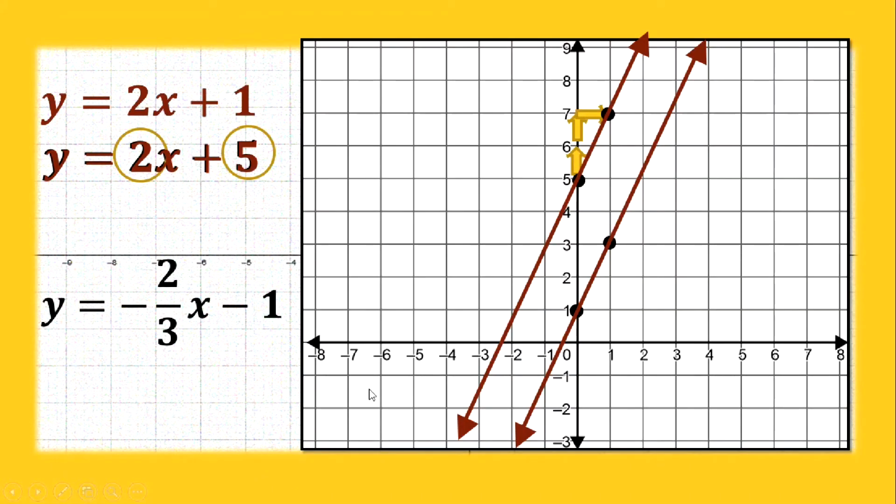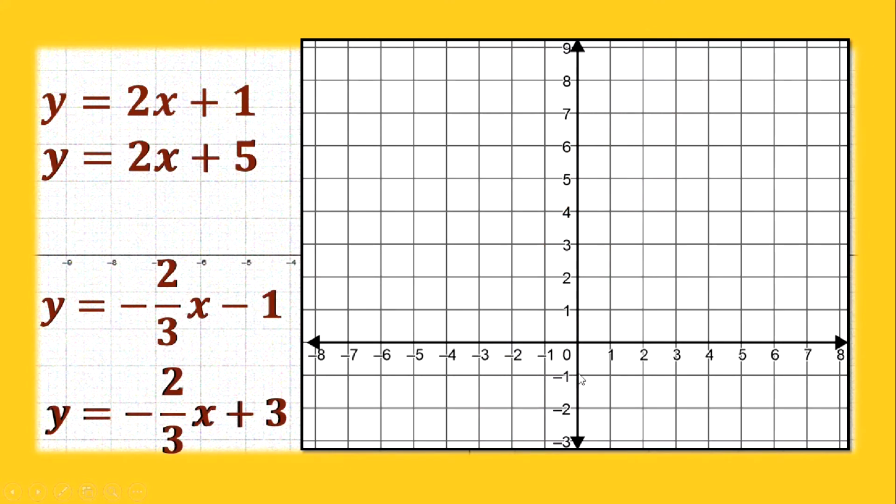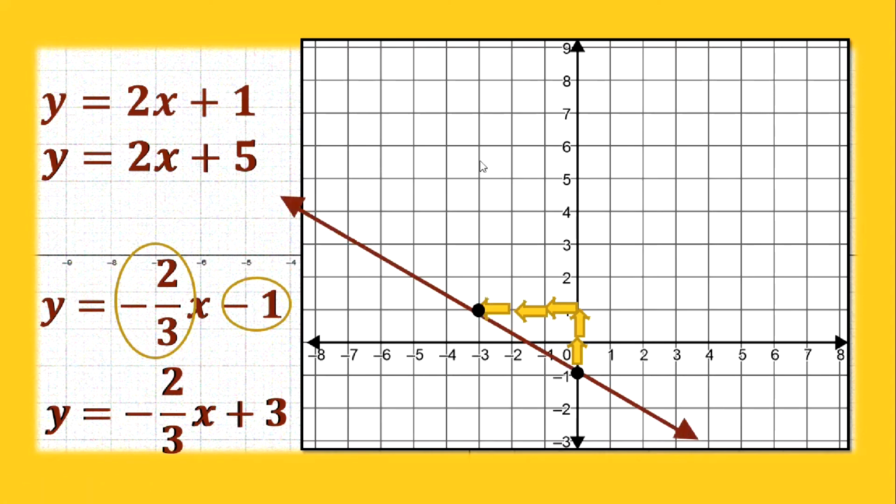Next set, we have y equals negative 2/3 x minus 1 and y equals negative 2/3 x plus 3. So, plot muna natin yung unang equation. Y-intercept natin is negative 1. So, nandito, in negative y-axis. And our slope is negative 2/3. So, ang ating rise is the numerator 2. Akyat tayo ng 2. Then, our run is the denominator 3. But take note, we have a negative slope. So, left tayo ng 3. Ibig sabihin, nandito yung other point natin. And then, connect lang natin yung 2 points.